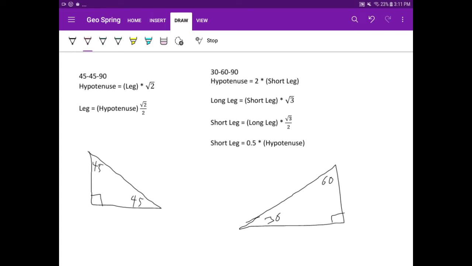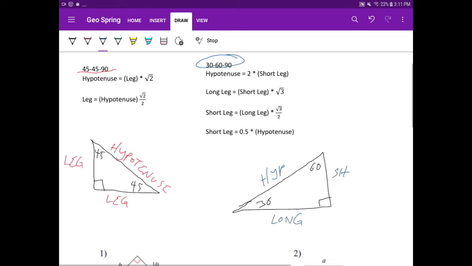On the 45, 45, 90, you have the hypotenuse, and then you have two legs: leg, leg. Then on this other one, the hypotenuse is here. Then you have the short leg, and then you have the long leg. That's what I'm going to refer to in this video, these images of these triangles.